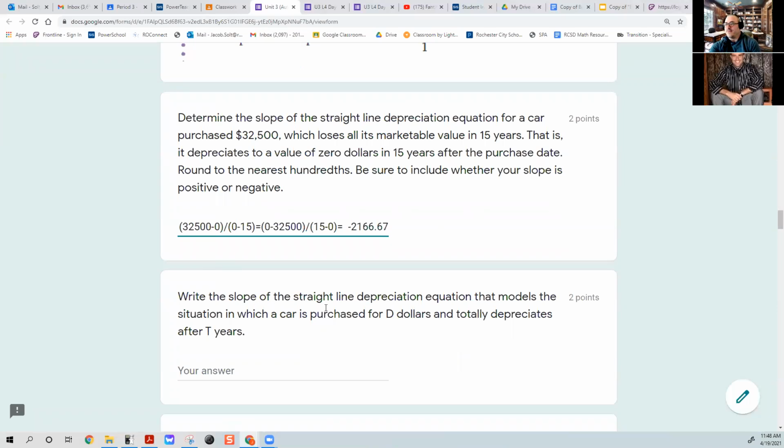Write the slope of the straight line depreciation equation that models the situation in which a car is purchased for D dollars and totally depreciates after T years.